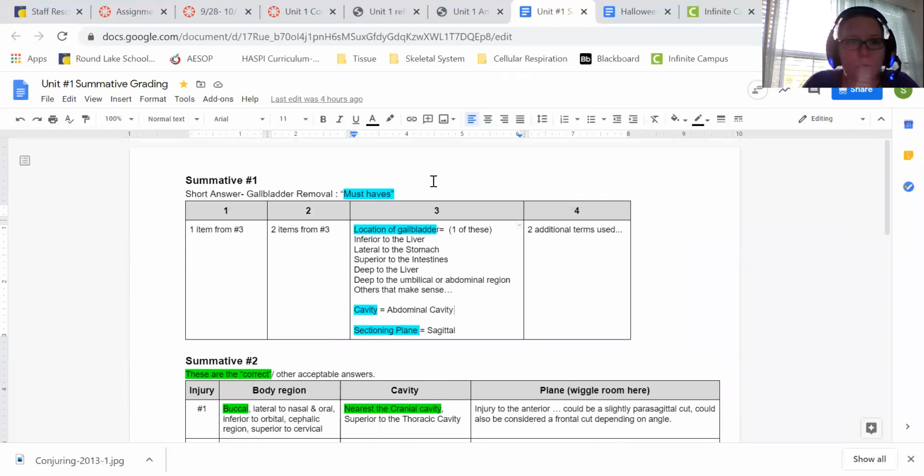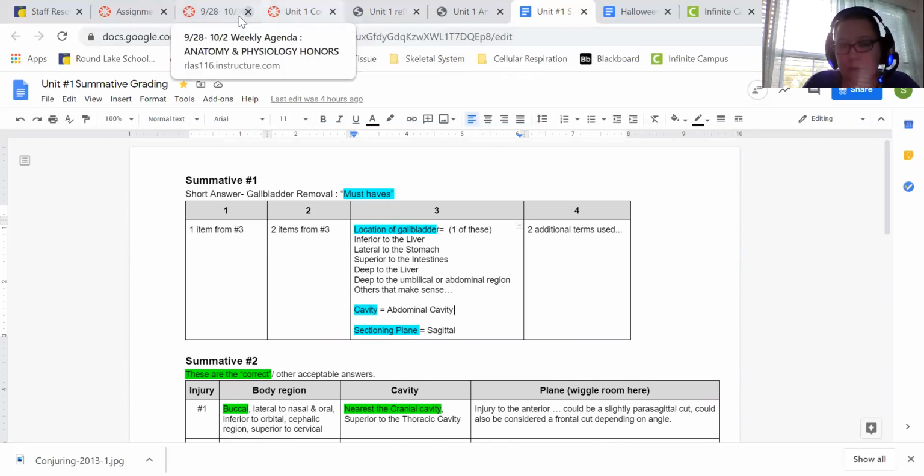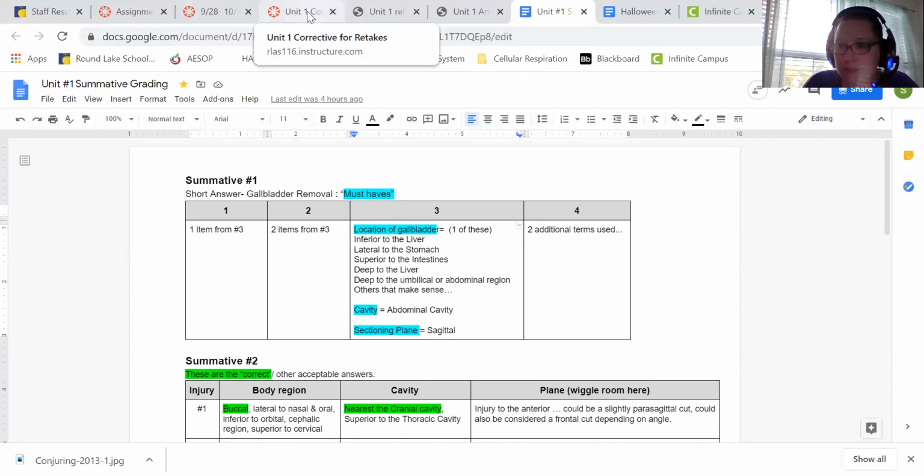That's it. So my goal for you is to make sure that you know which parts of the corrective you need to do, and then get yourself prepared for the retakes. The retakes will open up on Friday at 12 a.m. and they close just like everything closes 11:59 on Sunday night. If you are doing the retakes but you don't turn in the corrective, you will not get your higher score. So be aware of that. You have to turn in the corrective if you want to get those higher scores on the retakes added to Infinite Campus.